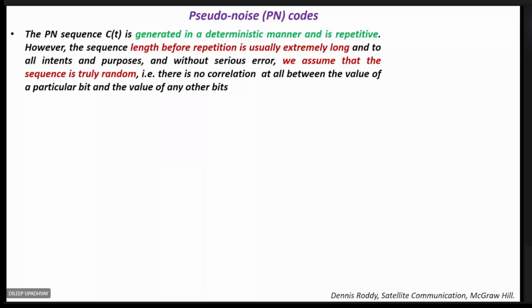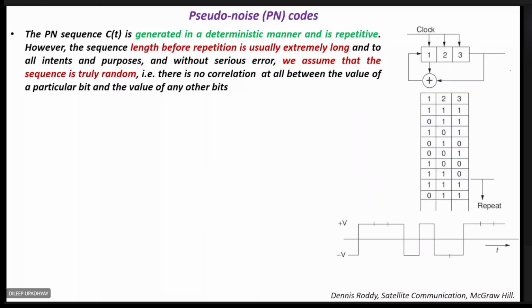So how can we generate this? The basic application of this PN sequence we have already seen: we use it in spread spectrum techniques to spread the spectrum of the modulated signals, and we have already seen this in direct sequence spread spectrum techniques. We can generate it with the help of flip-flops or shift registers, using some logic circuitry.